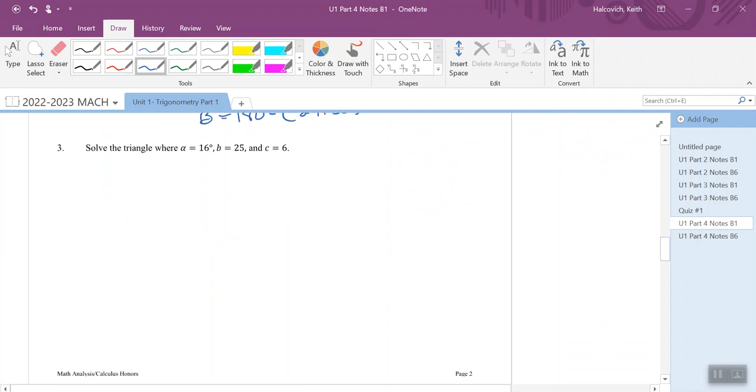Now, here you're given one angle, but you're not given the side opposite that. So this would be what's called a side angle side case, where if you drew this, right, here's A, and alpha is 16. Here's side A, beta, and gamma. So here's side C is 6, and B is 25. So notice you're given the side angle side. So you would do the law of cosines.